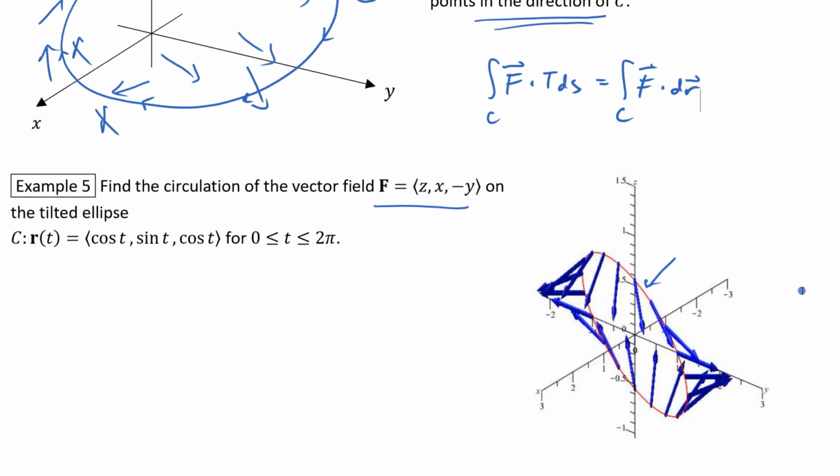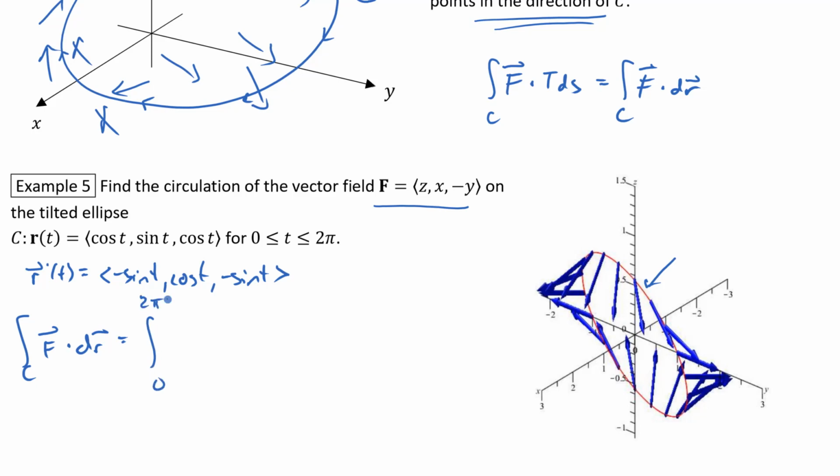The circulation is just going to be the line integral. Let's find r prime: negative sine of t, cosine of t, negative sine of t. The line integral over the curve, we're going from 0 to 2 pi. Z is cosine of t, x is also cosine of t, and then the opposite of y will be negative sine of t. So that's my field. And then we're doing a dot product with the r prime of t dt: negative sine of t, cosine of t, negative sine of t dt.